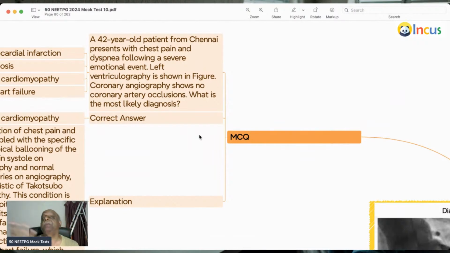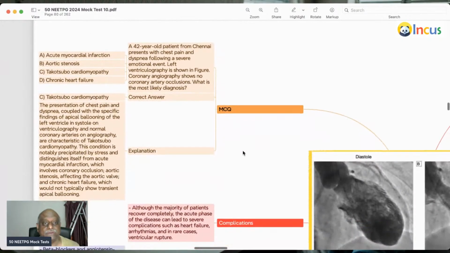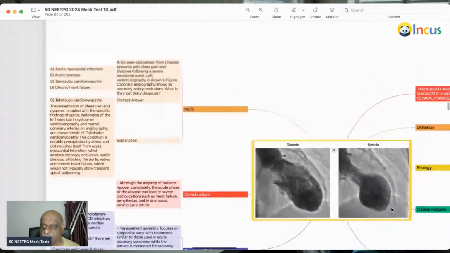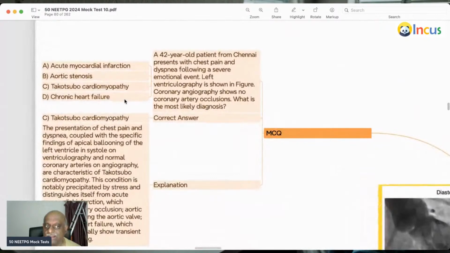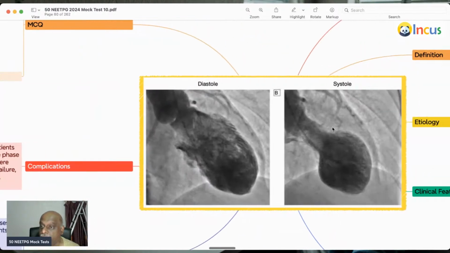Maybe the girlfriend dumped him, right? Or a wife dumped him and left with the children, making him all alone. So the left ventriculography is being shown. This is during diastole, this is during systole. So this is called Takotsubo cardiomyopathy. That is chest pain and dyspnea coupled with apical ballooning of the left ventricle.